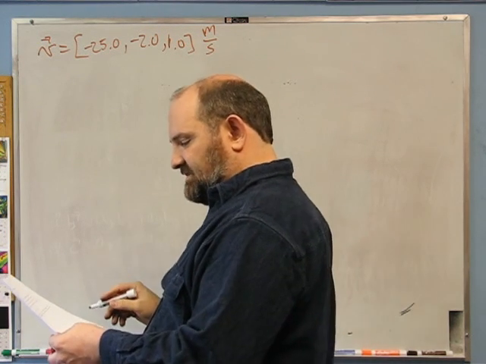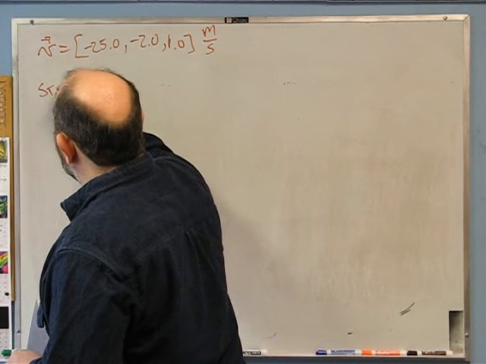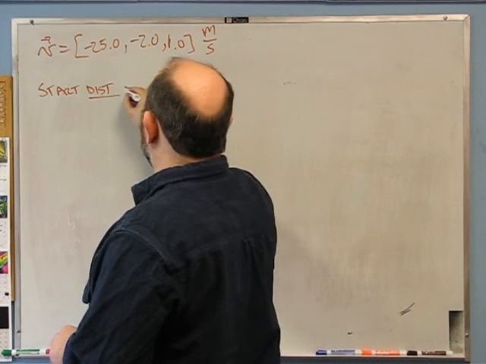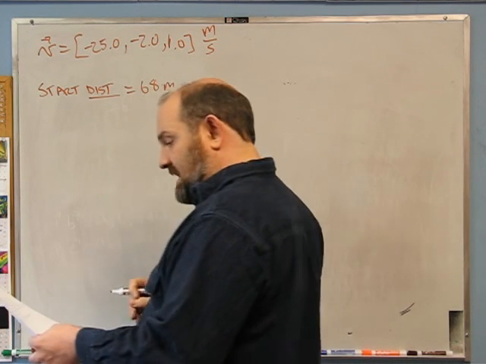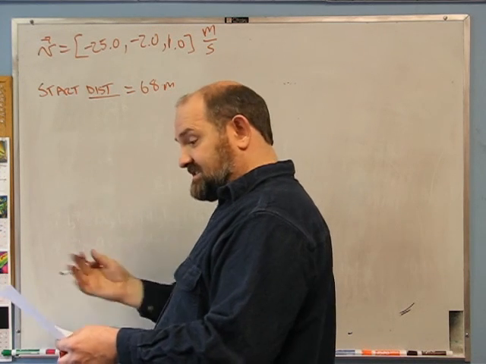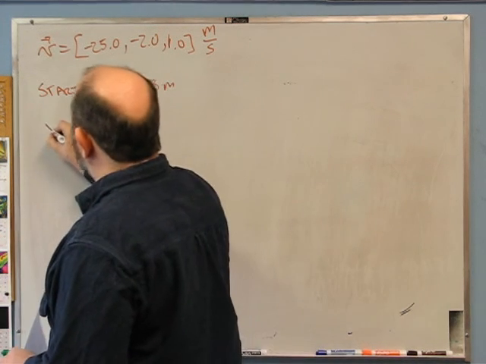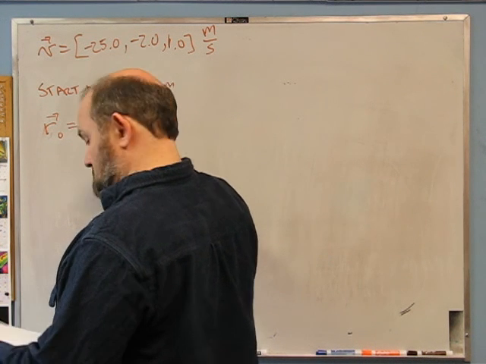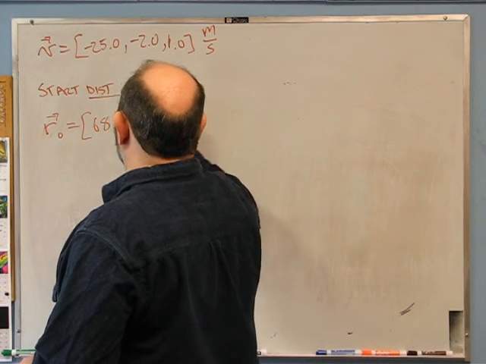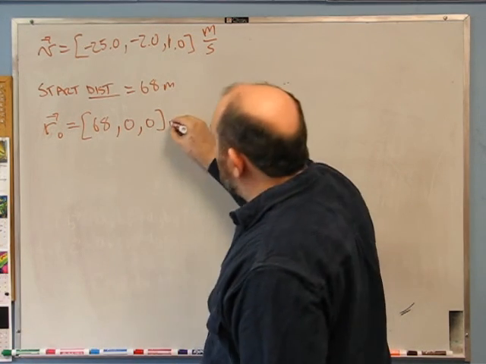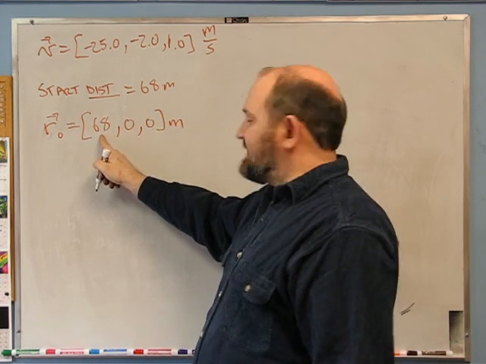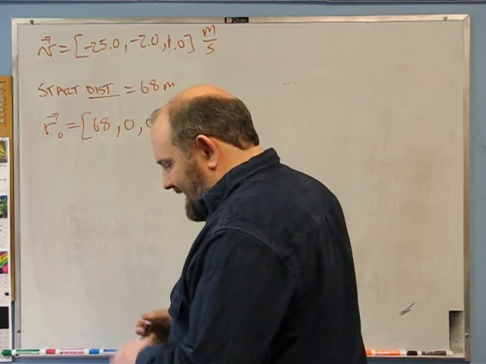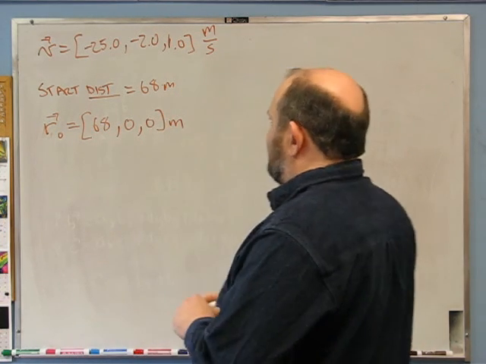It starts a distance of 68 meters away, so remember, a distance is a magnitude, so it doesn't give me a direction. So that is 68 meters away from the origin, in the plus x direction. So what that really tells me is that the initial position, r0, is 68, comma, 0, comma 0, right? That is 68 meters away along the plus x axis, in the plus x direction. Okay, when and where does the ball cross the yz plane?